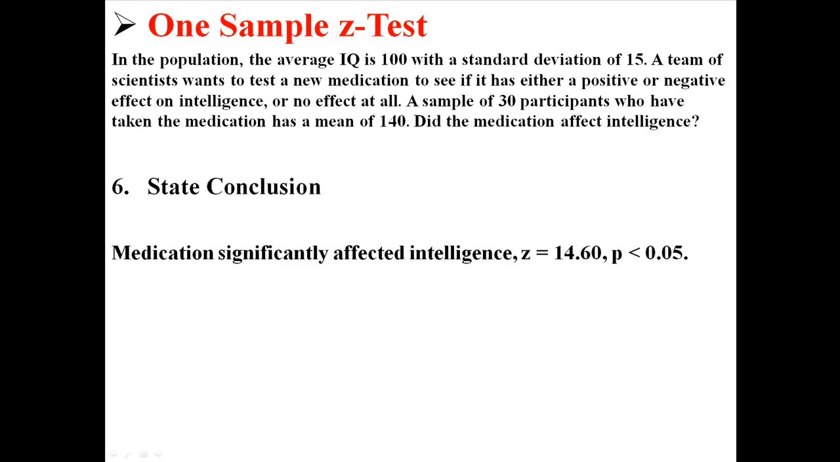So as for our conclusion, we can say that medication has significantly affected intelligence. And that last part there is actually how you will officially write it. It'd be z equals 14.60, probability less than 0.05, significance less than 0.05. You don't really have to include that last part unless you're asked for it, but realize that the last part, reject H0, was our result. And this part, medication significantly affected intelligence, or rather the opposite, intelligence significantly affected by medication, is our conclusion.